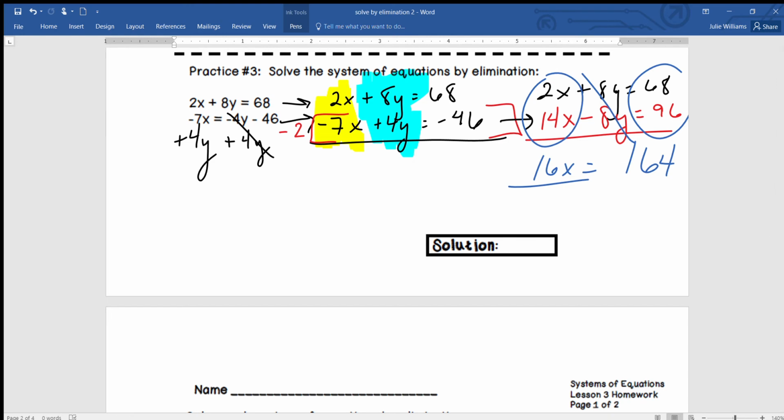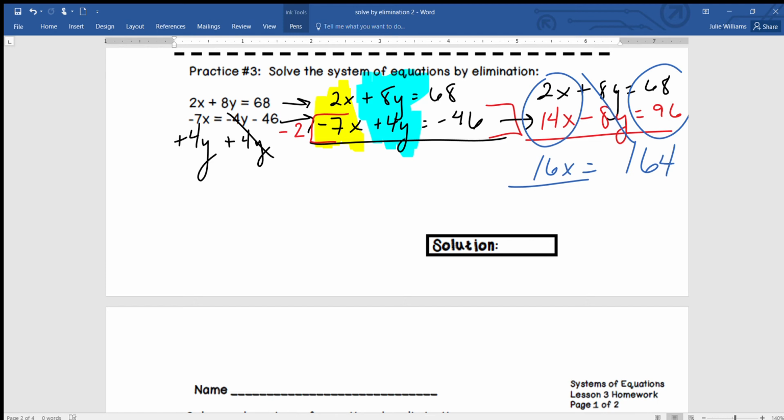What did I do wrong, guys? Let's see, negative 7x plus 4y. I feel like I made a mistake. That can't be right. Hold on. I hope I haven't done all this video and then made a mistake. Multiply the whole thing by negative 2, so it's a positive 2. 14x plus 2x is 16x.